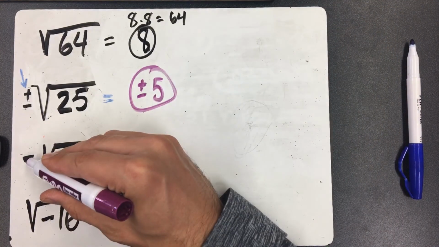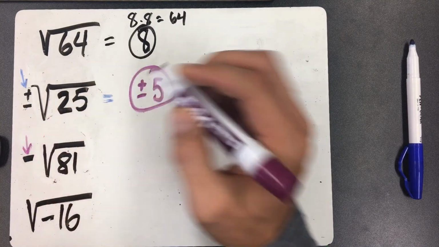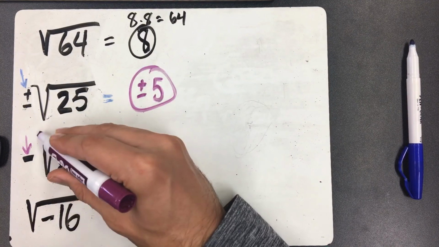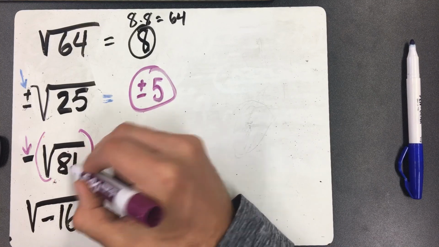If it's just a negative sign, can you have just a negative sign out here? Yeah, that's fine. Do this first. It's almost like this is in parentheses. You have to do that first.